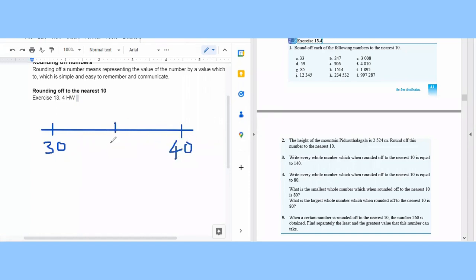So the mid value is 35, which means you get 33 somewhere here. If that is 33, you can look at the distance, which is closer to 33. That is obviously 30, so 30 is closer. That means 30 is what you get when you round 33 to the nearest 10. So your answer should be 30.